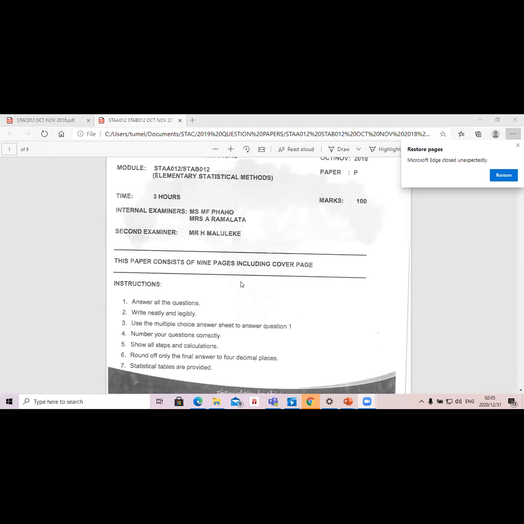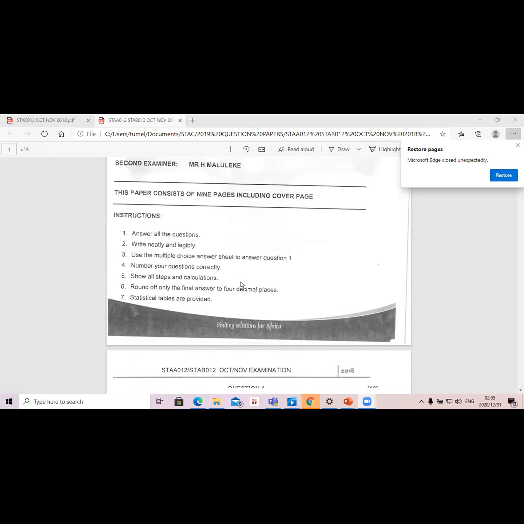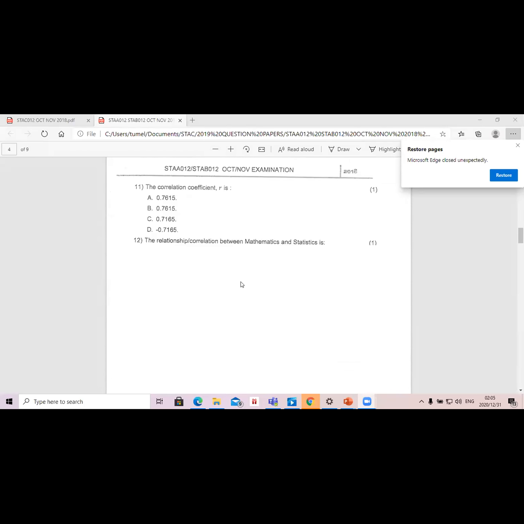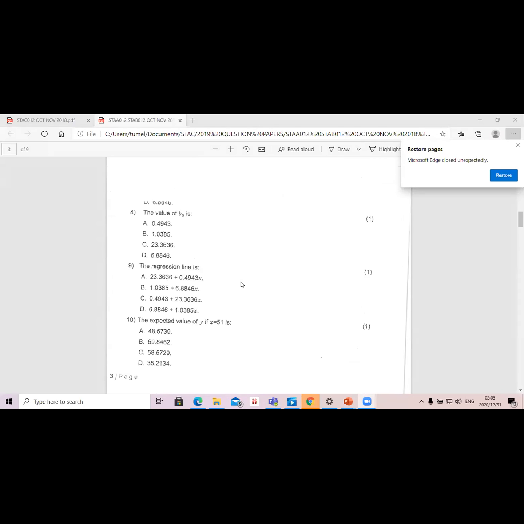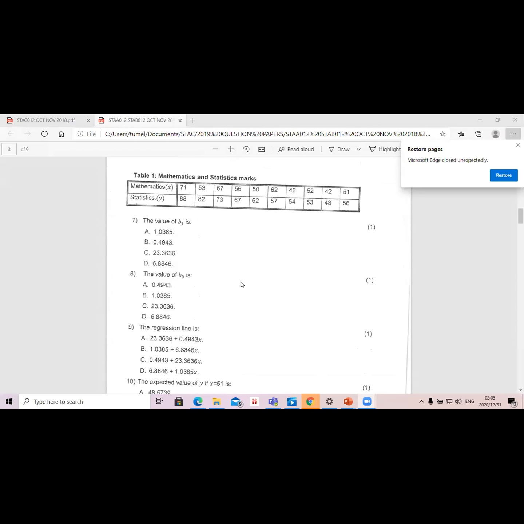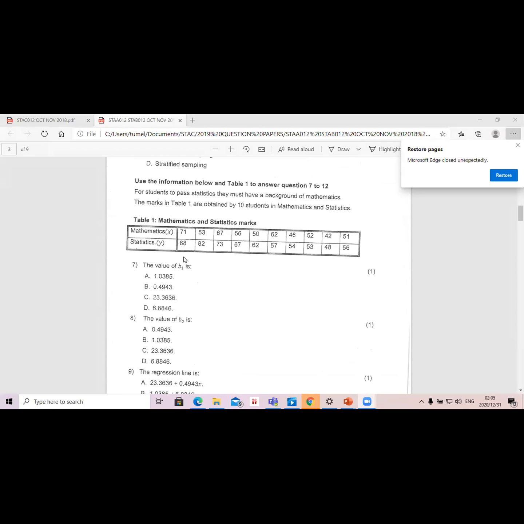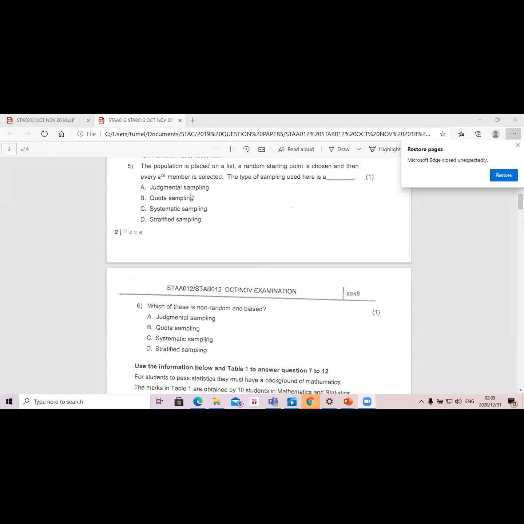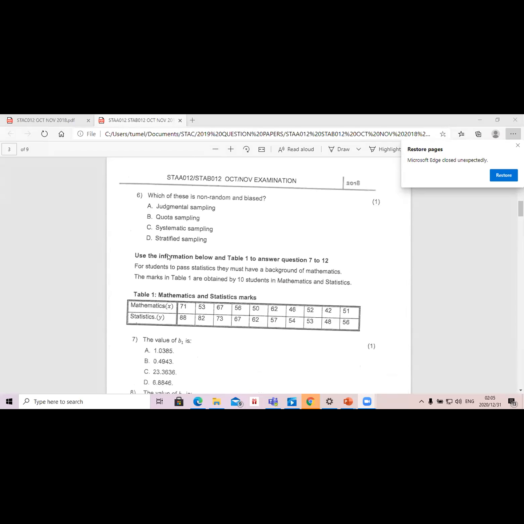So this is your question paper that was set by Ms. Paho and Ms. Ramalata. So let's see the question. You see the multiple choice. These are some of the things you will see in the test tomorrow. So you use this in the exam. Why am I saying tomorrow? Because it's next week. So use the above table to answer this.